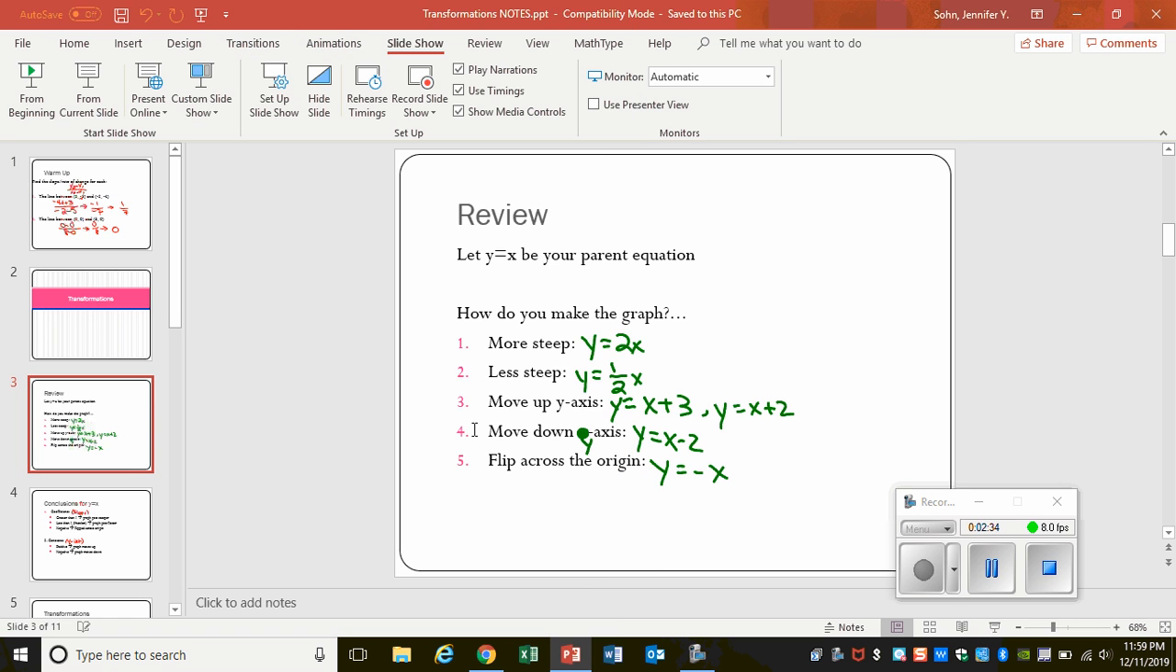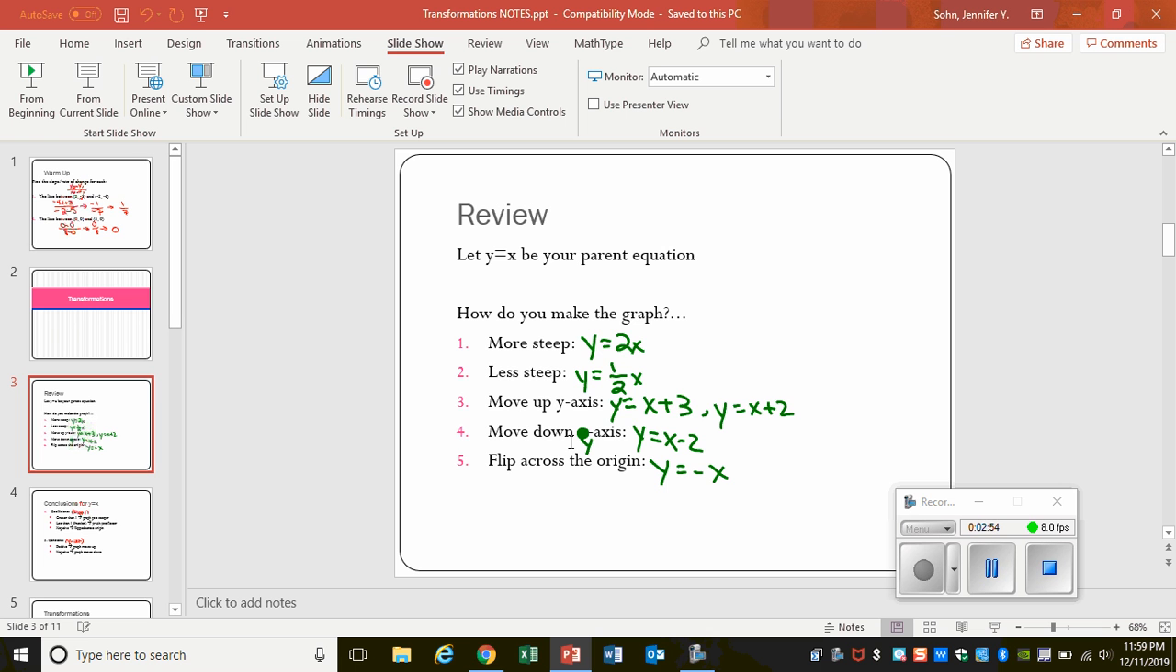So right here, we're going to write, if I want to change the parent equation, which means the original equation, if I want it to be more steep, you can have something like y equals 2x. If I want it less steep, you can have y equals 1 over 2x. I'm changing the slope. So can you guys copy these two equations?